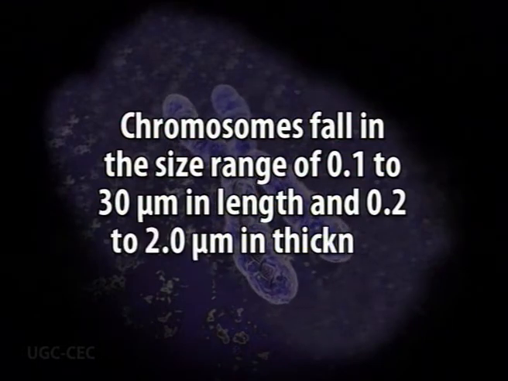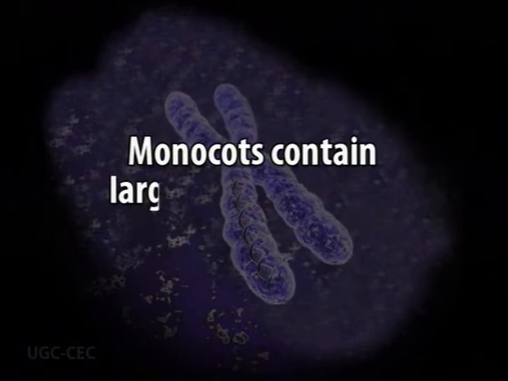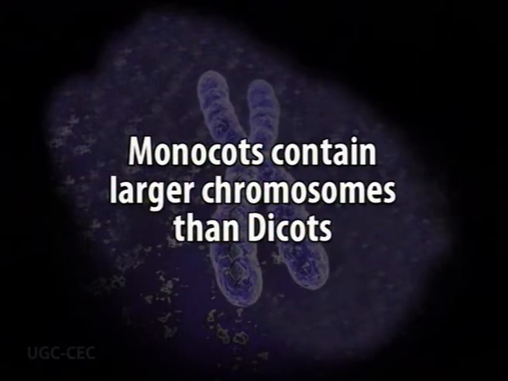In most organisms, chromosomes fall in the size range of 0.1 to 30 micrometer in length and 0.2 to 2 micrometer in thickness. In general, chromosomes are larger in size in plants than in animals. Among plants, monocots contain larger chromosomes than dicots.